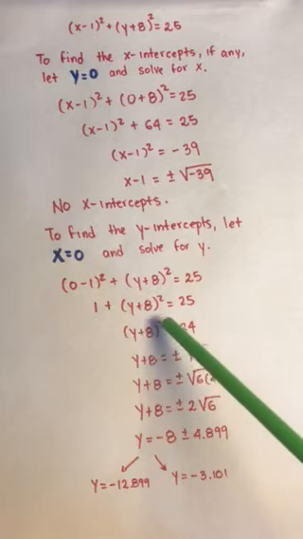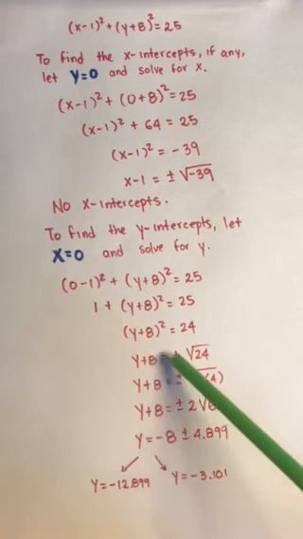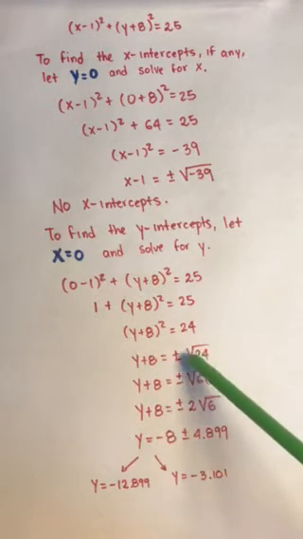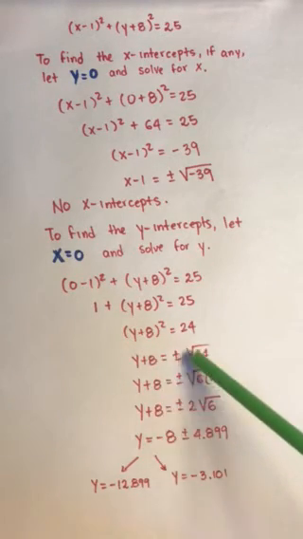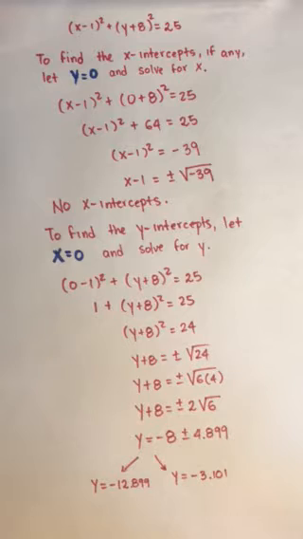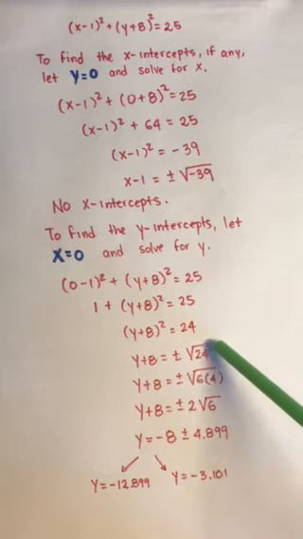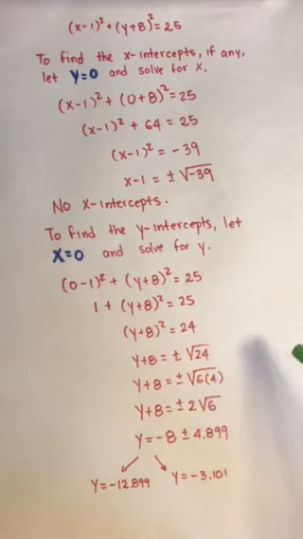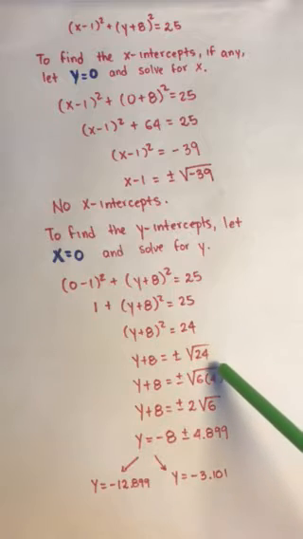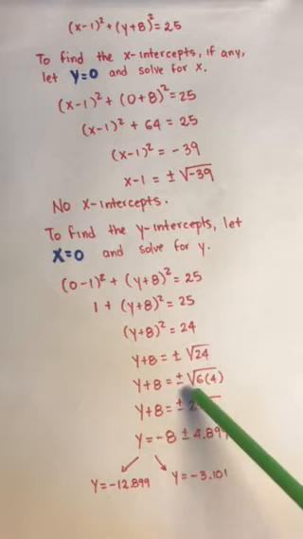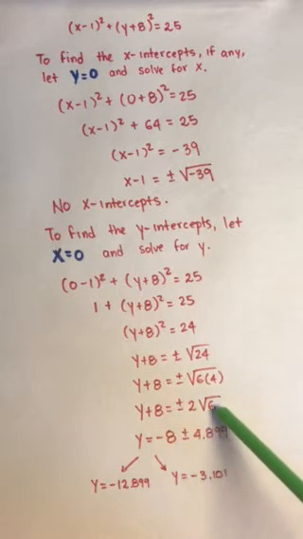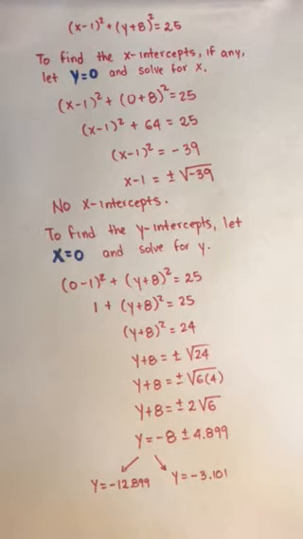Now we need to get rid of the square, so y plus 8 equals plus or minus the square root of 24. We take the square root of both sides. Don't forget the plus or minus, if not you will not get both intercepts. Now 24, you can write as 6 times 4. Why do we do that? Because we know the square root of 4 is 2. And you leave the square root of 6 like that.